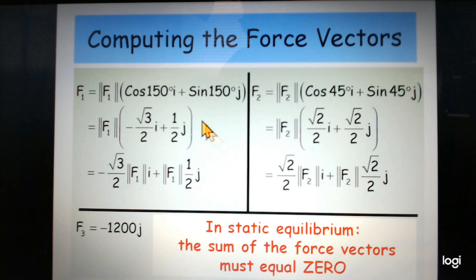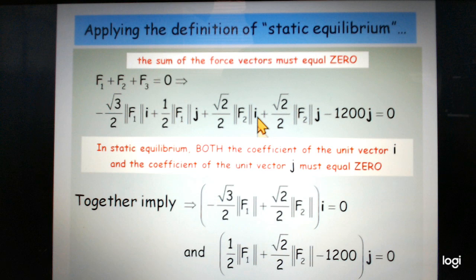Okay, so we have vector F1, vector F2, vector F3, and now we're going to go with this idea. Static means no movement, so everything has to be in balance. The ups, the downs, left, right, they're all going to be equal. Okay, so here we go. Applying the definition of static equilibrium. This is going to be a little tough. The sum of the force vectors must equal 0. So the force vectors F1, F2, F3 have to equal 0. Here's what that implies.